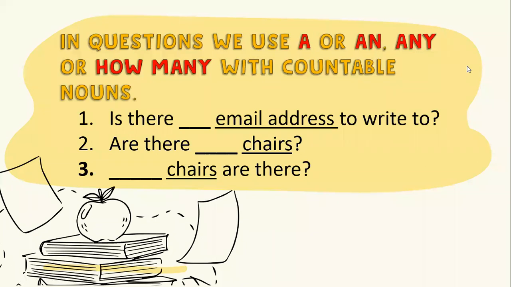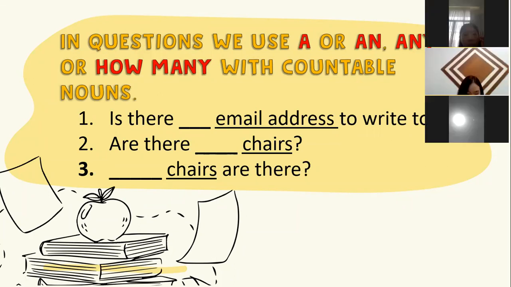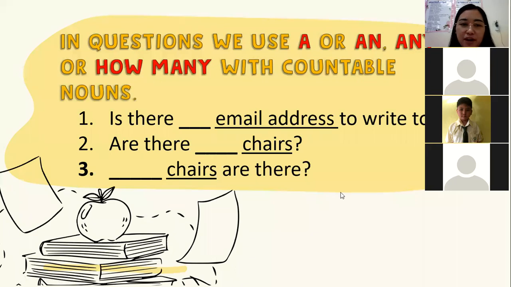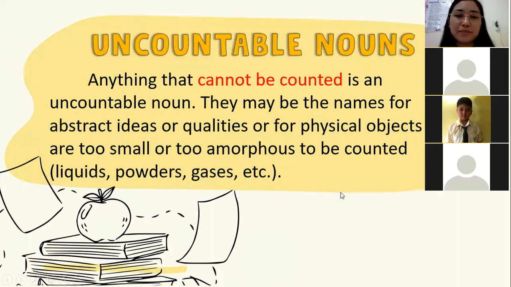Okay, let's have Delbert instead. Delbert? How many chairs are there? Okay, very good. How many chairs are there? Now let's move with uncountable nouns.